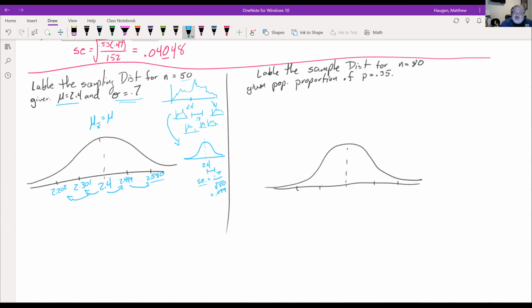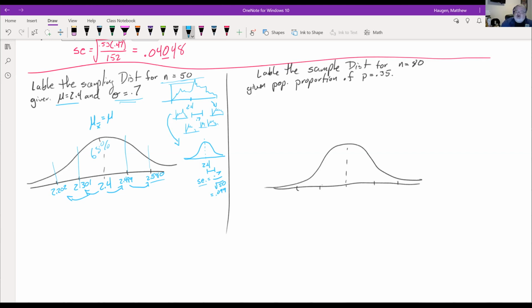So what does this mean? If we consider grabbing samples of size 50, we'd expect, say, 68% of those to have an average between 2.3 and 2.499. We'd expect 95% of them to have an average between 2.202 and 2.580. And all that stuff from chapter 7 about finding percentages in different places with z-scores can be applied to this because it's a nice normal distribution.